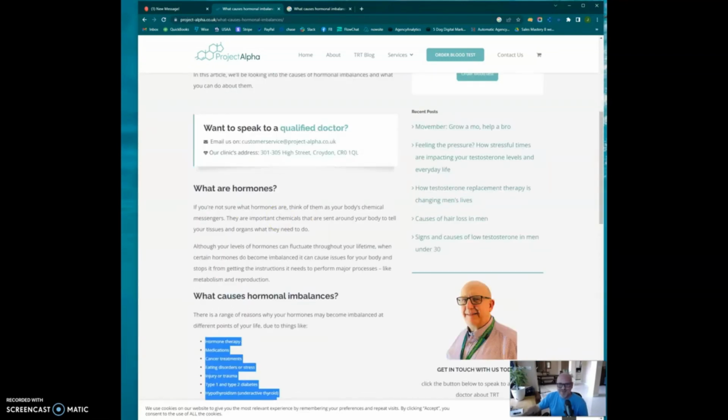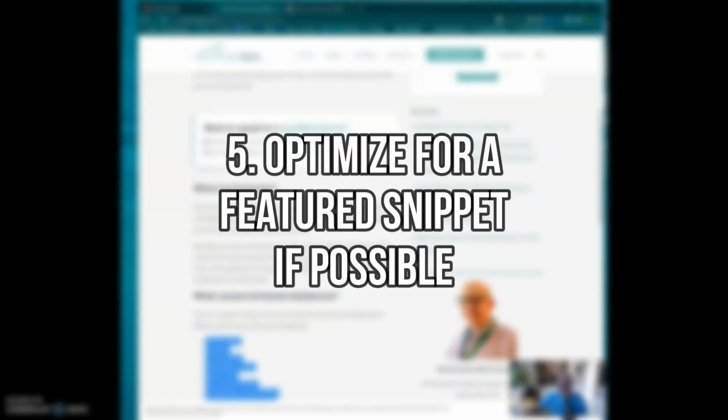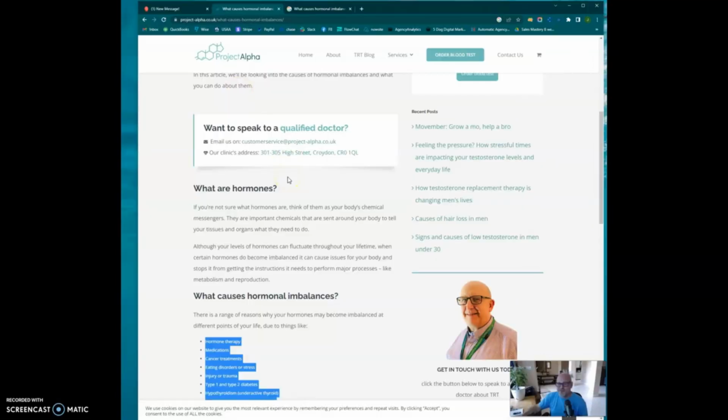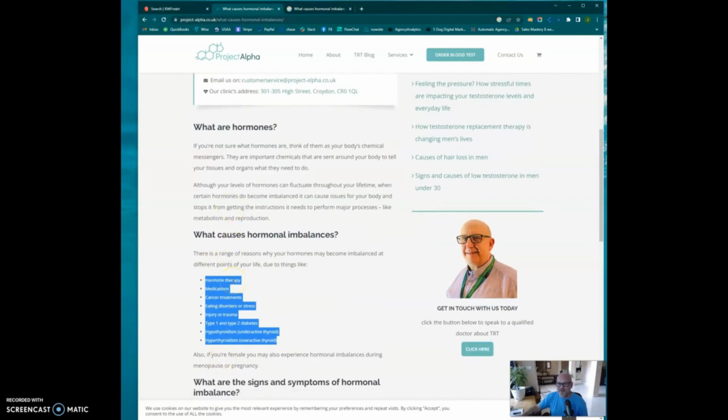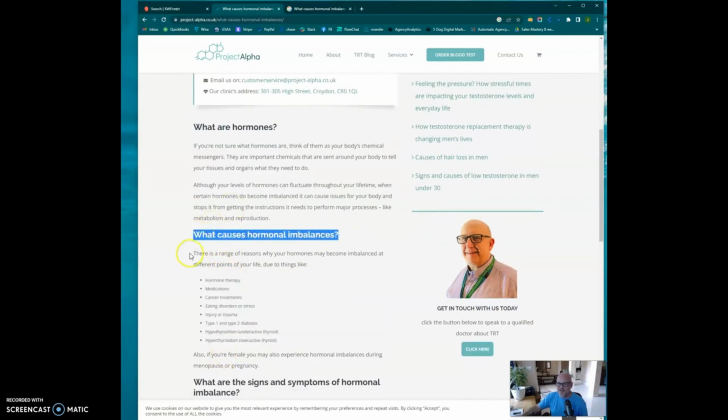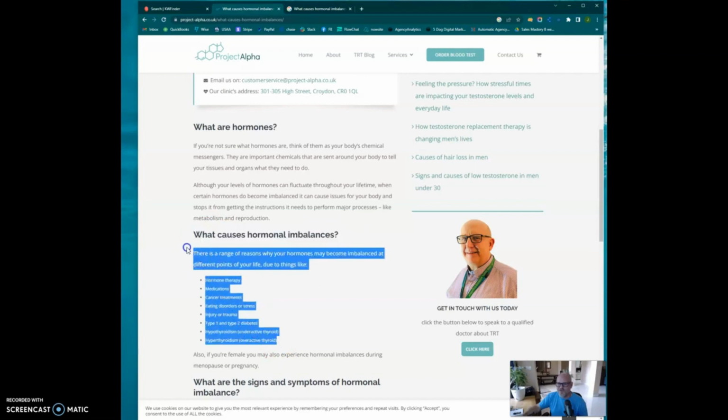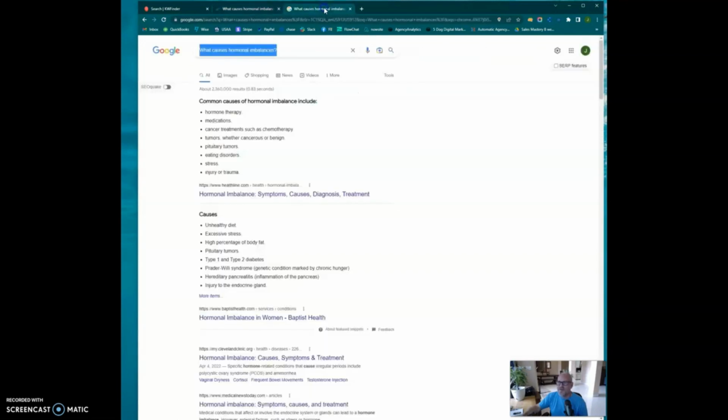People don't like that, so cater to the audience and optimize for a featured snippet if possible. So you can see right here, they pretty much answer this question directly with this material, which is why when I Googled that particular question, guess who came up number 1?